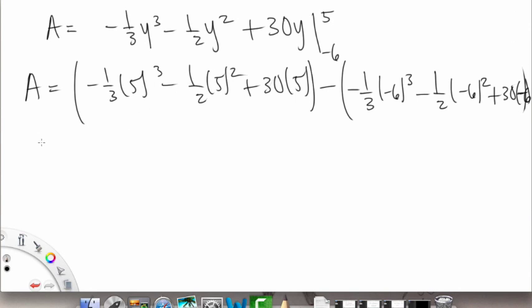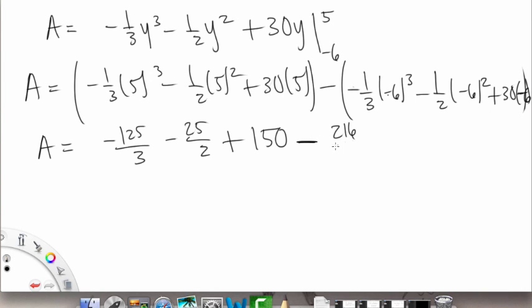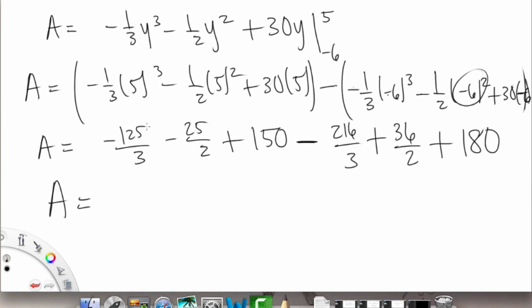All right, and now what we're going to have is that area is now equal to negative 125 over 3, and then we have a negative 25 over 2 plus 150, okay? And then here we have a bunch of negatives going on, right? So we have a negative, and this will come out negative, and another negative. So we have 3 negatives, so that's still going to stay negative, and we have 216 over 3. And then this next one turns into a positive number, but we have this negative here and another negative, so we have 2 negatives, so that means a positive. We have 36 over 2, and this last one is negative, but we have 1 negative outside, so that'll be a plus 180.